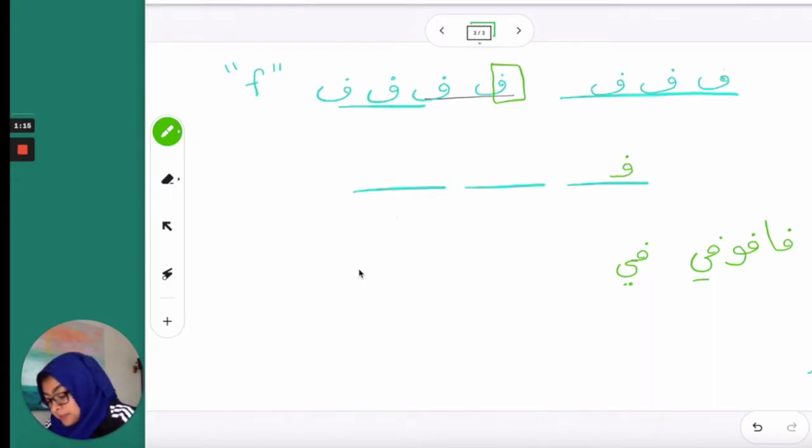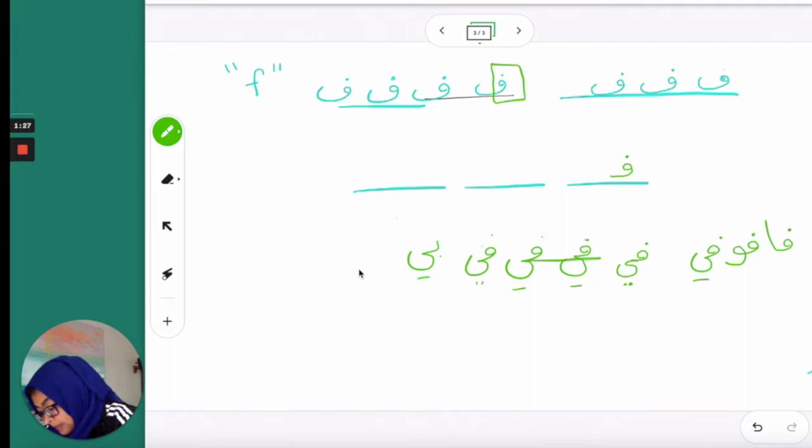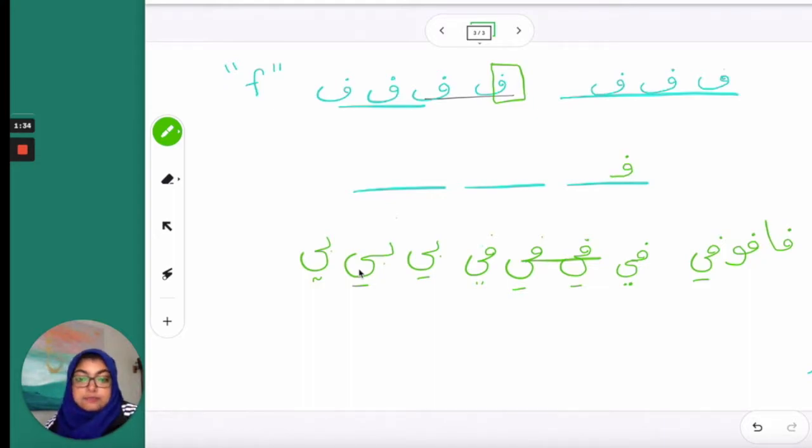But oftentimes when you do the Fa with a Ya, you can go like this and put the Ya directly below it, which is similar. Remember when we did the letter Ba and we followed it by the Ya, I said you could do it like this, but oftentimes you'll see the Ya is right underneath the letter. So it's similar.